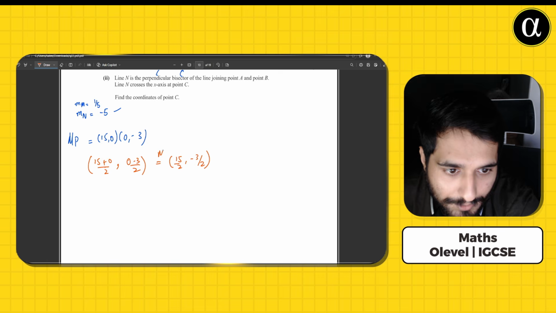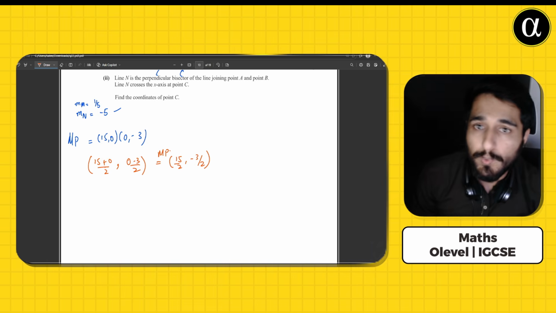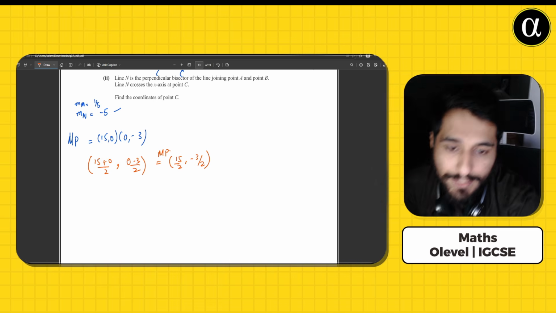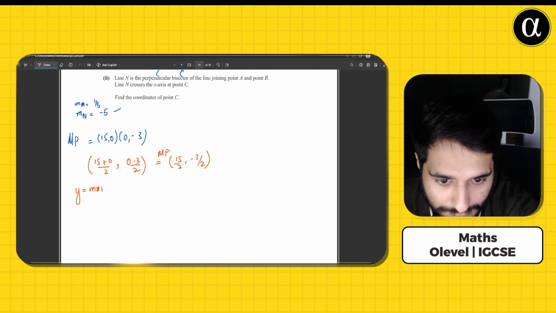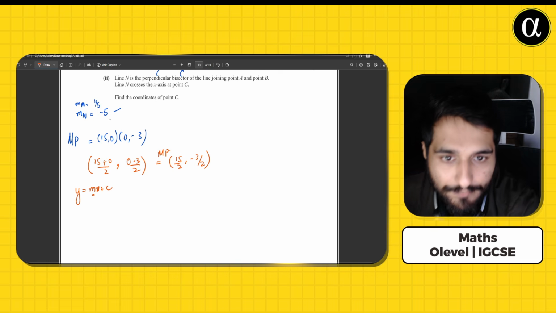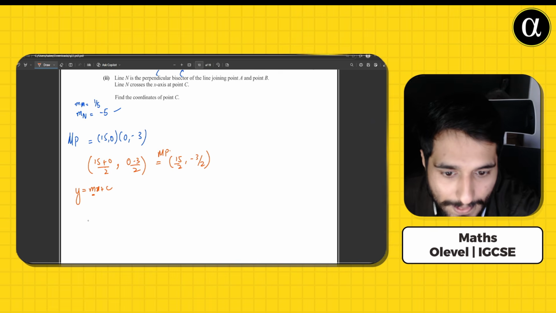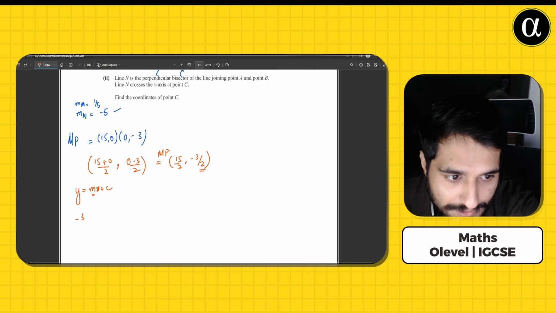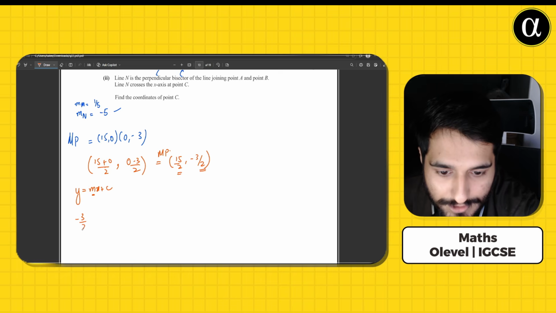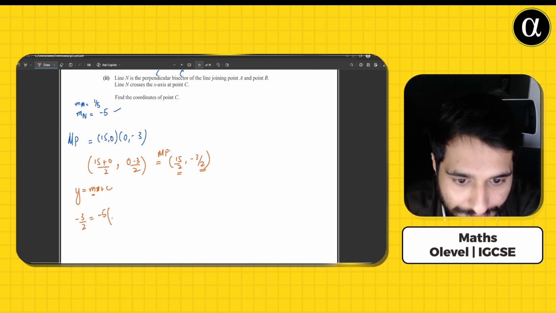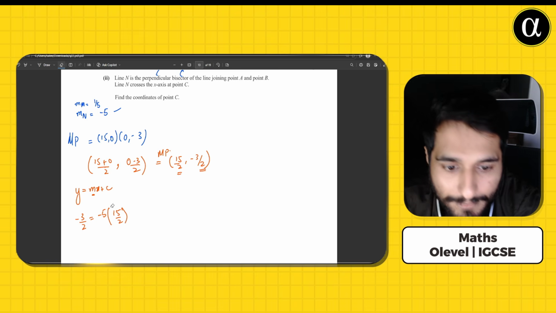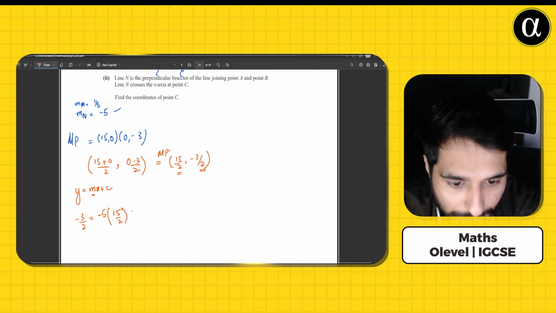Now these are the midpoints. We know that the equation of line N is going to be in the format y equals mx plus c, because it's a straight line, where the gradient we know was minus 5. We use these coordinates of the midpoint: minus 3 over 2 equals minus 5, the gradient of the new line, times the x coordinate, which is 15 over 2, and then we add c.